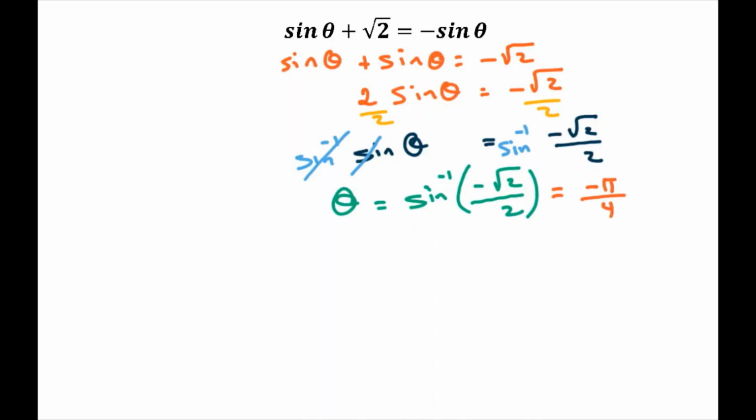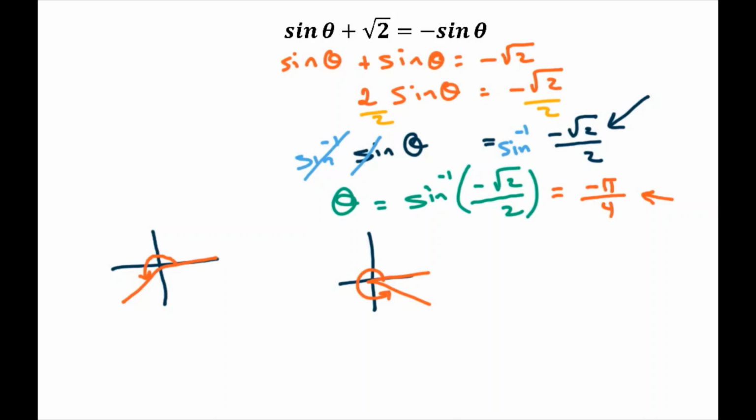Negative pi over 4 is negative 45 degrees. So it's an acute angle if you forget the negative sign. So this is not a solution, because again we are looking at solutions from 0 to 2 pi. Negative pi over 4 does not belong to 0 to 2 pi. We need to ask ourselves when sine is negative. So sine is negative again in two quadrants, in quadrants 3 and 4.